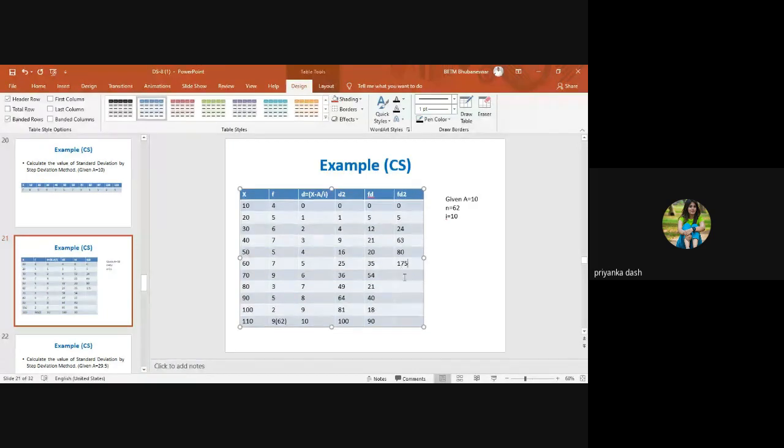9 into 30. 24. 3 into 49. 147. Into 6. 2 into 81. 1 is 9 into 100. 100. Of FD square.